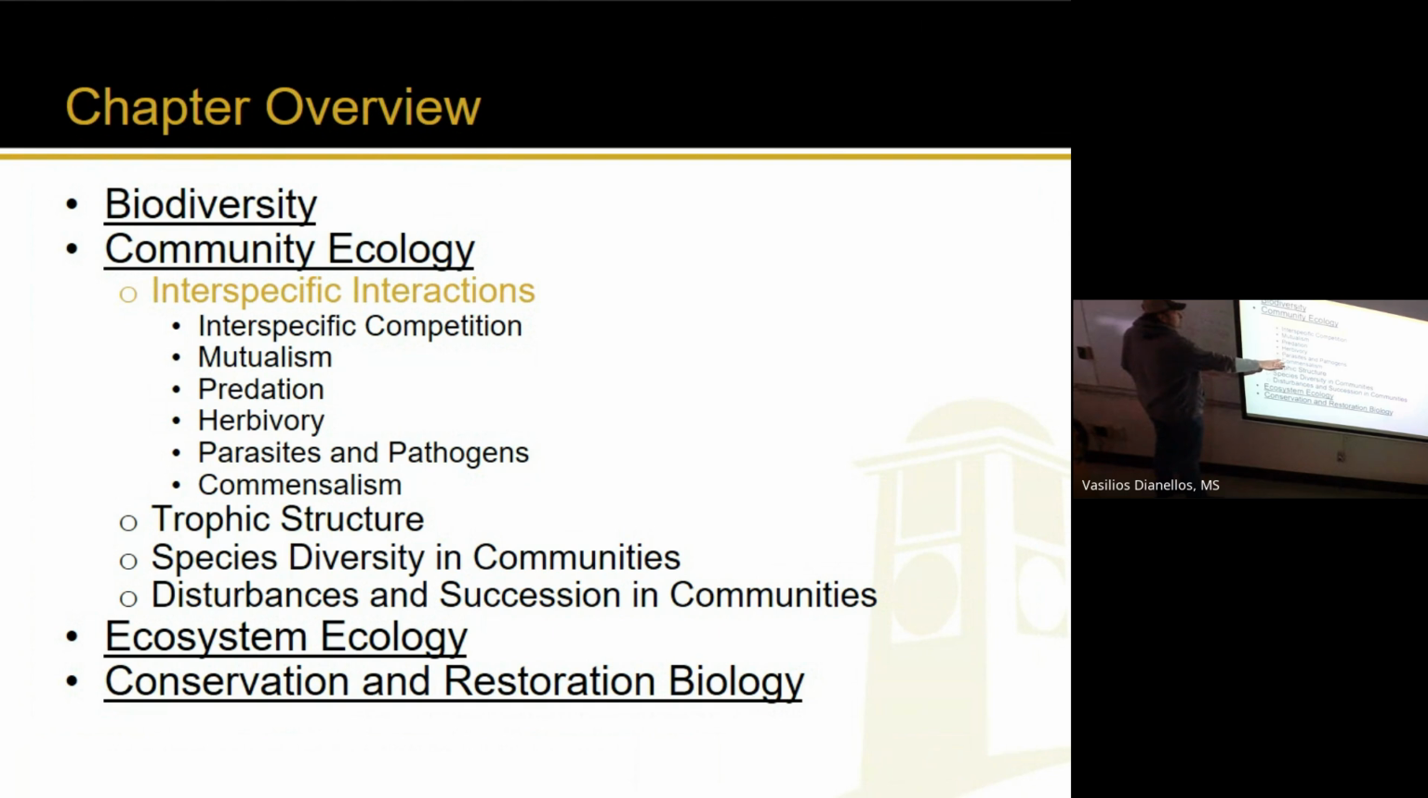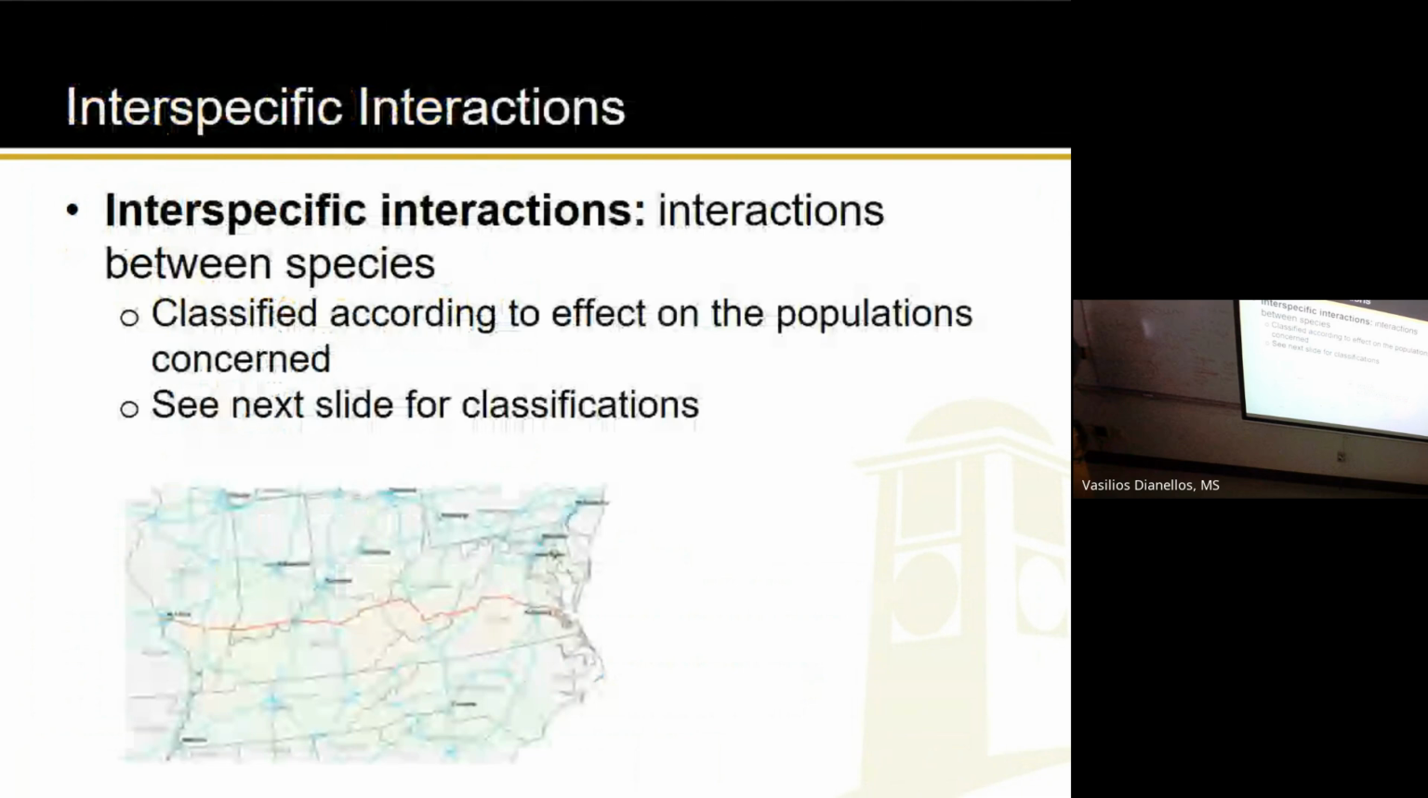Most likely on the exam, I'm going to give you an example and say, is that an example of interspecific competition, mutualism, predation, herbivory, parasites and pathogens, or commensalism? So that's how it's going to go. So I'm probably not going to ask you the definition of any of these things. I'm probably going to give you an example, and you have to determine which is which. But nonetheless, here's the definition of interspecific interactions.